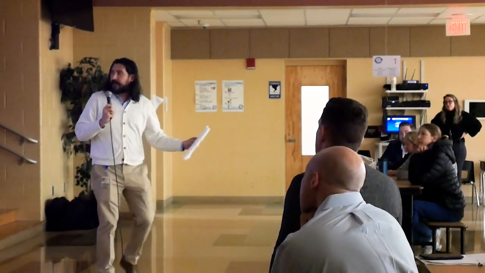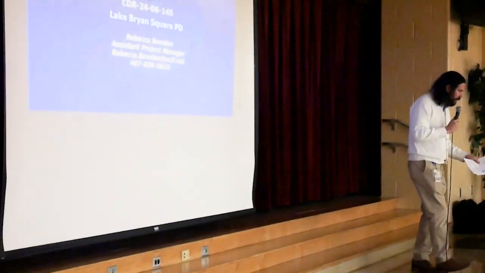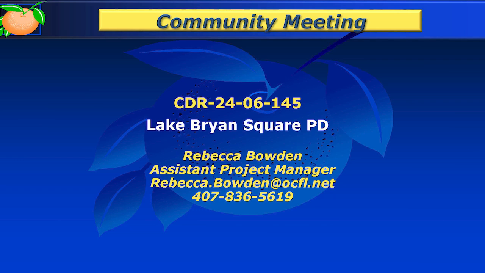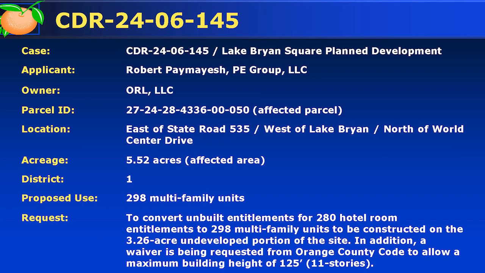All right, with that, we are here to talk about, as I mentioned, the subject property. Roughly 5.52 gross acres. That does include a portion of the property that is submerged as part of the lake. Identified right here, we've got our parcel ID located east of 535, west of the Lake Bryan in District 1. This property is zoned planned development. I'm going to explain what that is in a moment. And they are requesting to change the entitlements of that planned development district. I'm also going to explain that in a moment.